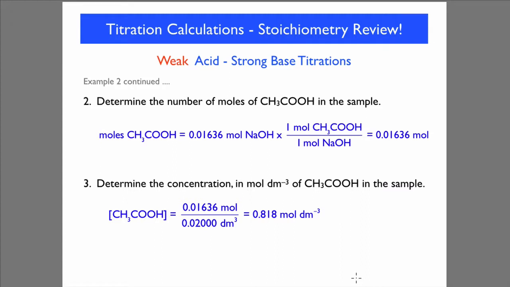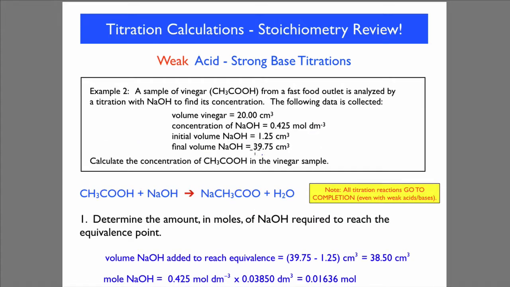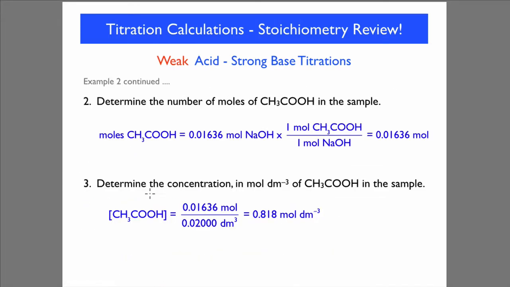Determine the number of moles of ethanoic acid in the sample next. Well, let's go back there. We can see it's 1 to 1. So our conversion factor to go from moles of sodium hydroxide to ethanoic acid would have the molar ratio with ethanoic acid on the top, and so we're going to get 0.01636 moles of ethanoic acid. Now we can determine the concentration because we know the volume. Divide the moles by the volume to give us the concentration. And that's the end of that presentation. Splendid.